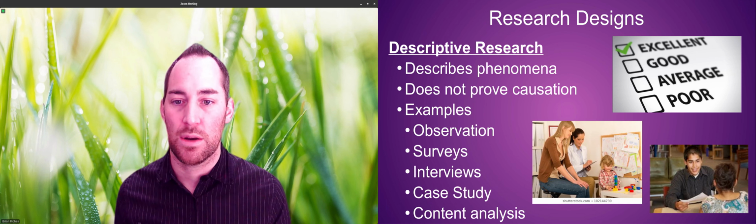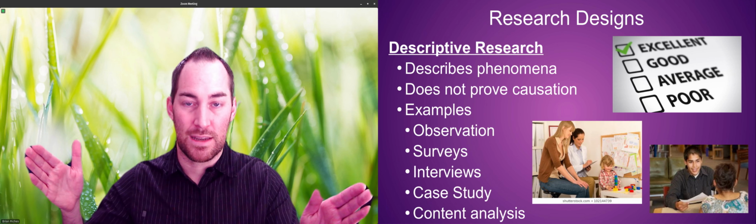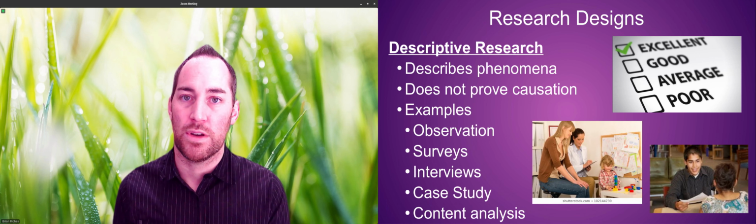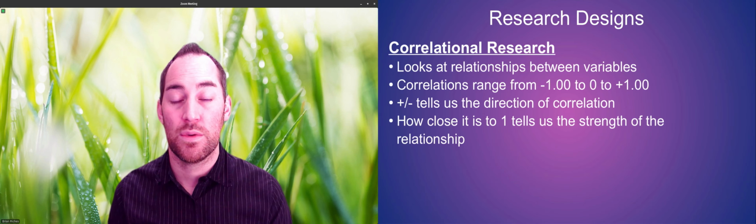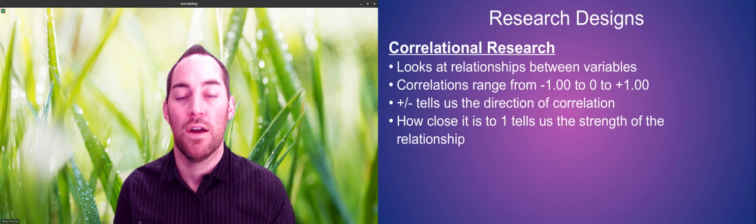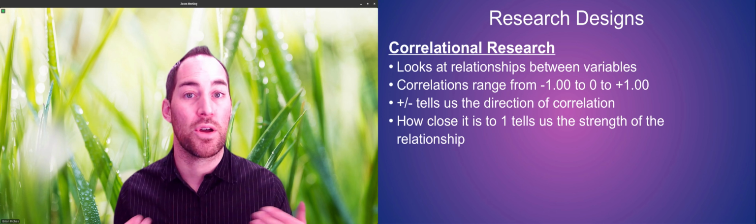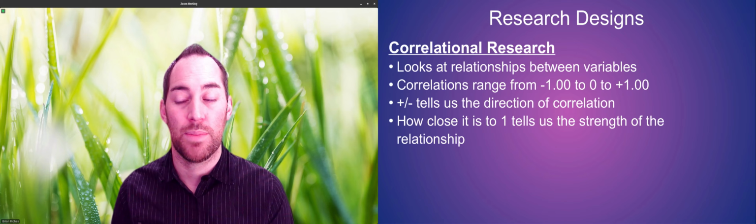With this, you're not trying to prove causation. You might have some ideas of maybe this causes this, but with descriptive research, you're not proving that. You might get some ideas though. Correlational research, again, focuses on correlations, so those relationships from -1 to +1. Remember, the closer to 1 it is, so 1.00 or -1.00, the stronger that relationship is.